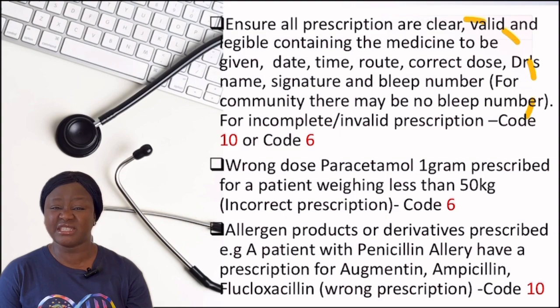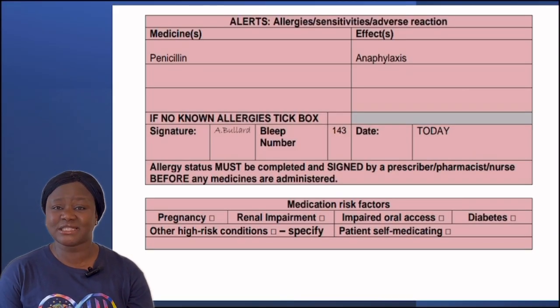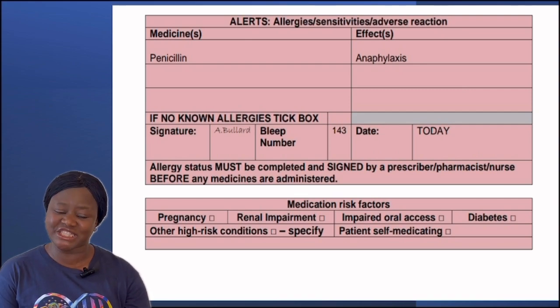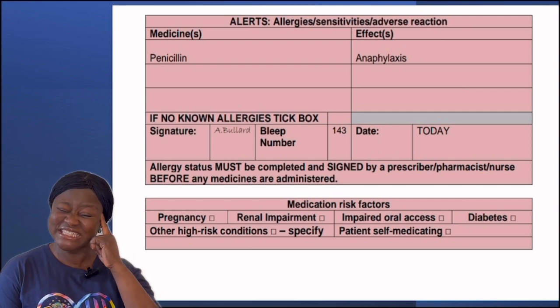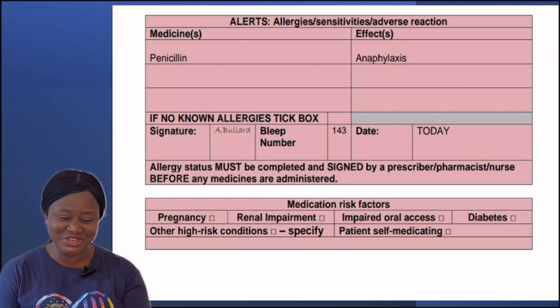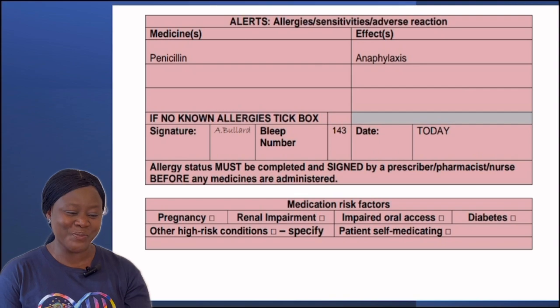Now, we have just a sample scenario of a chart with a patient who is allergic to penicillin. So when you're reading your MAR chart, just put that in mind. When your patient has any history of allergy, just carry it along in your mind as you're reading your chart. You must not make that error. Okay?